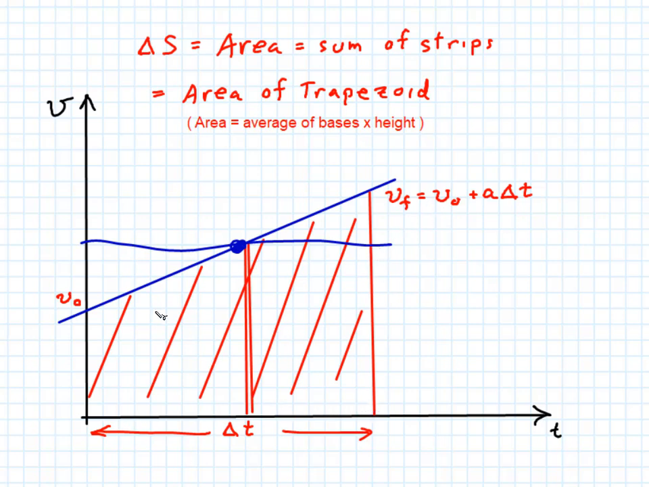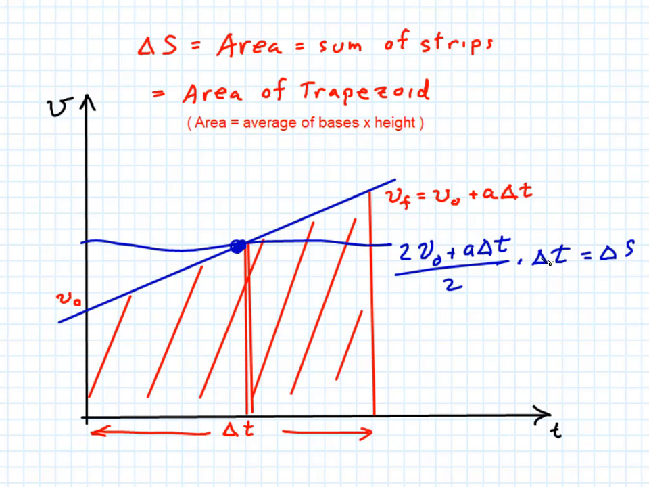Well, how do I average these? Well, I add them together and divide by 2. So let's do that. Let's take the final velocity, which is v0 plus a delta t, add it to the initial velocity, so we'll just make it 2v0 plus a delta t, and divide by 2. Multiply that by the height, which in this case is the sideways distance here, which is delta t. Okay, and that'll give us the area, which is our delta S.